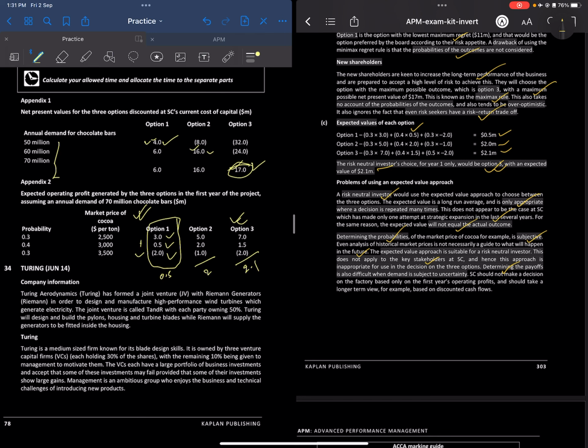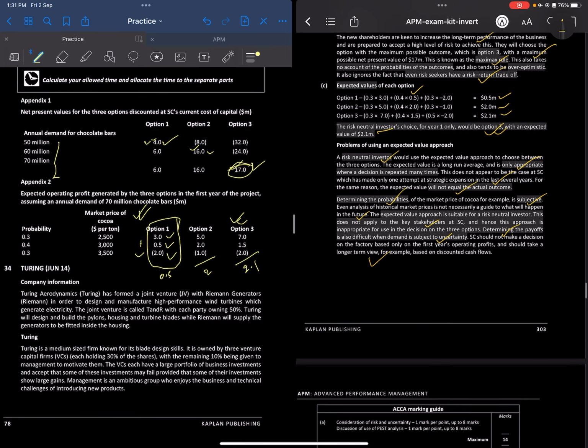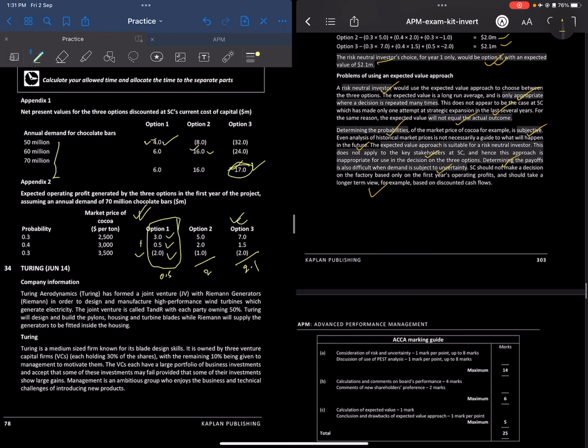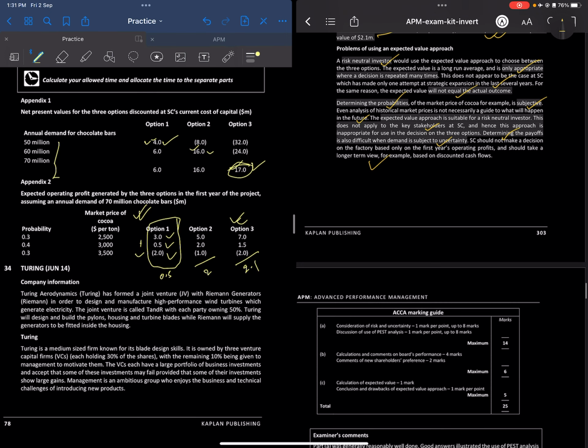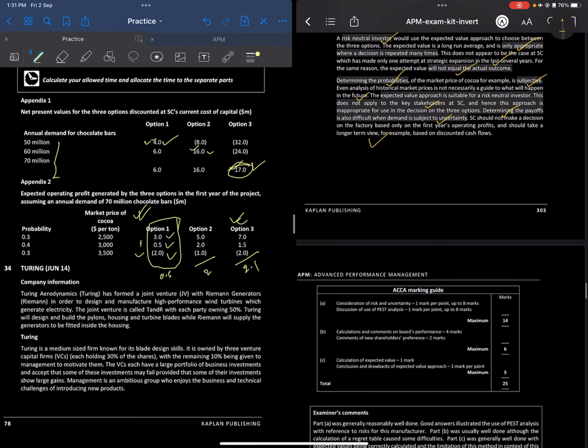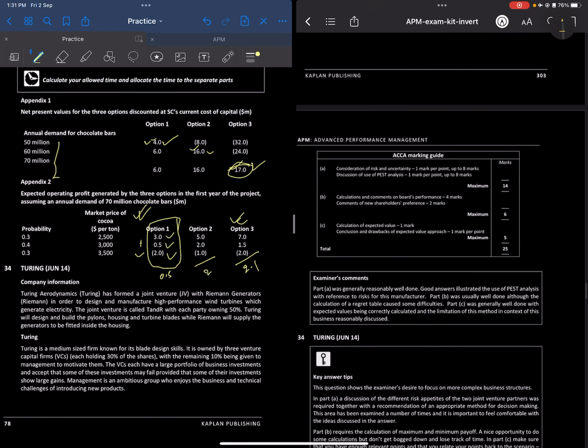Determining the payoff is also difficult when the demand is subject to uncertainty. So SC should not make a decision on the factory based only on the first year's operating profit, it should take a long-term view based on the discounted cash flows, right? So it should not only be based on 1 year. Okay, so that is one thing.